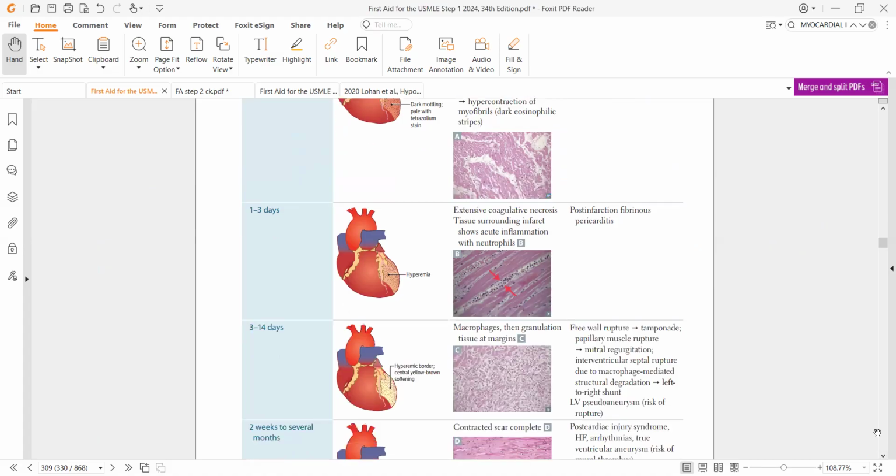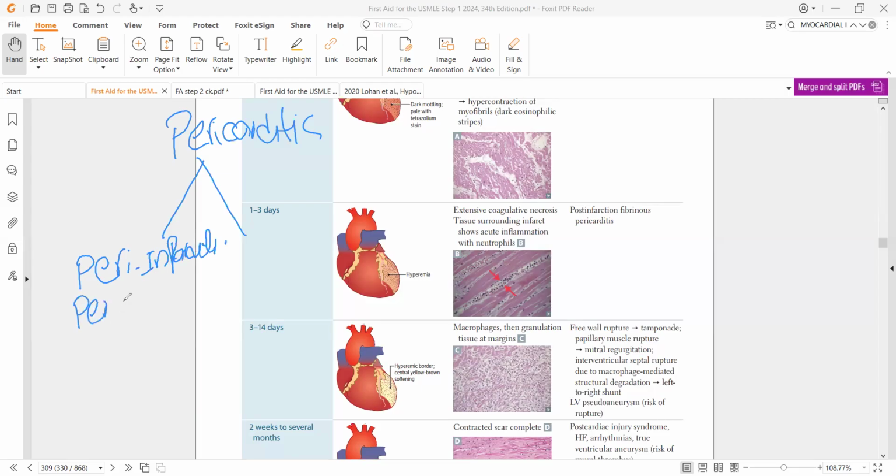Okay, so pericarditis. Two types of pericarditis take place in a myocardial infarction. Can anybody tell two types of pericarditis? One is peri-infarction pericarditis. It is also known as PIP. Another is Dressler syndrome, right?